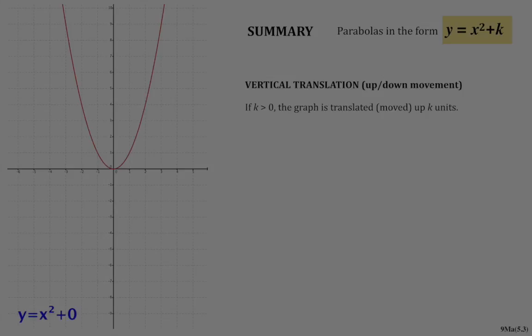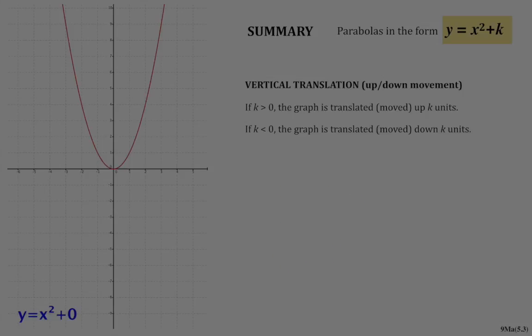Let's try our next one. If we find that k is less than 0, that's a fancy way of saying that if the number after the x squared is negative, then the graph gets moved down. So if I have something like y equals x squared minus 3, or y equals x squared minus 5, that's the same as y equals x squared, but it's pushed down 3 units. This graph is the same as y equals x squared, except it's pushed down 5 units.